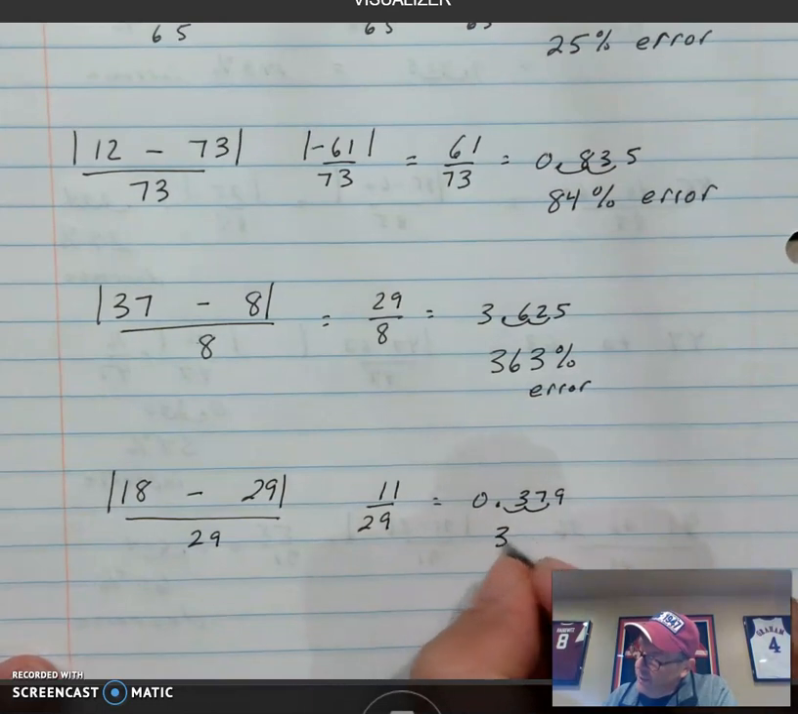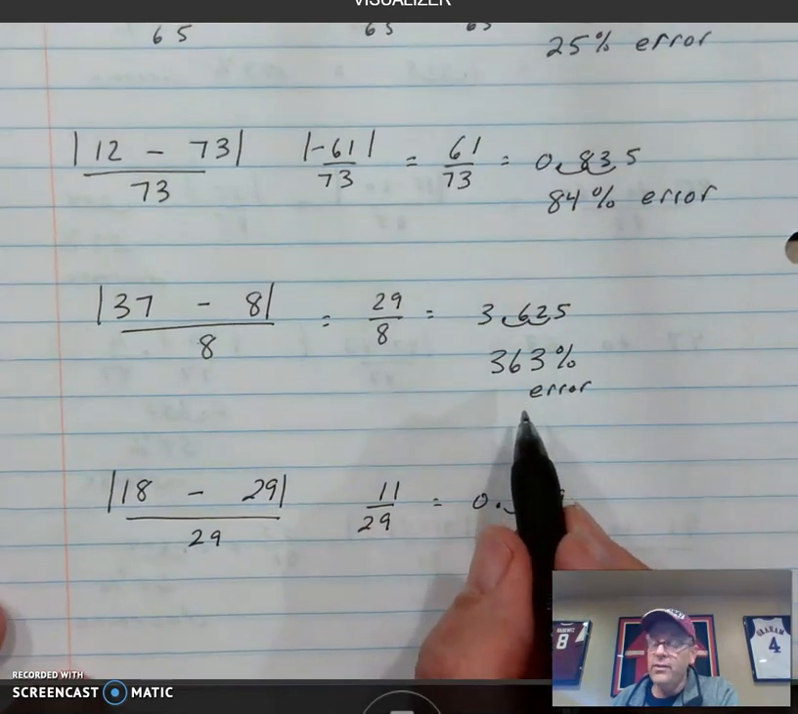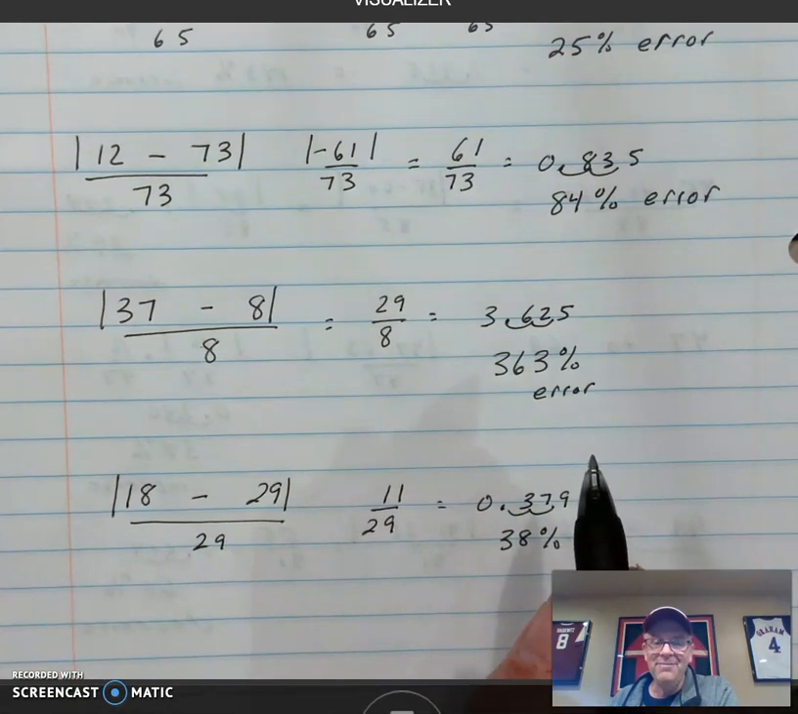So you made a 38% error, which, considering that your last error was 363%, you're on the right track. Okay, good luck.